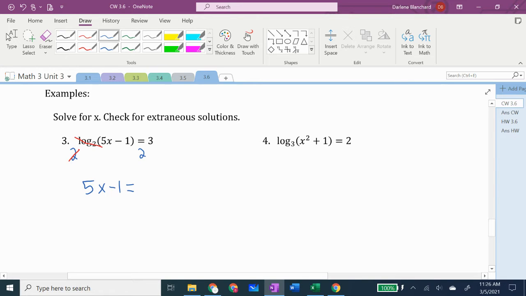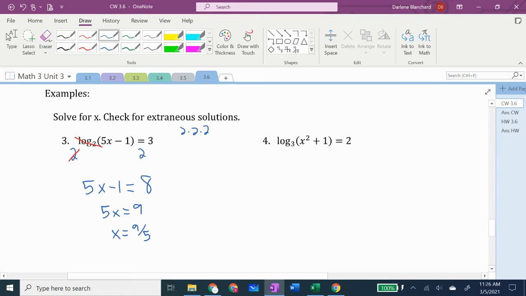On the right side, you have 2 to the power of 3, and you need to calculate that. So 2 multiplied by itself 3 times is 8. And then you have a nice equation to solve. So add 1 to both sides and divide by 5. But you do have to check for extraneous solutions.